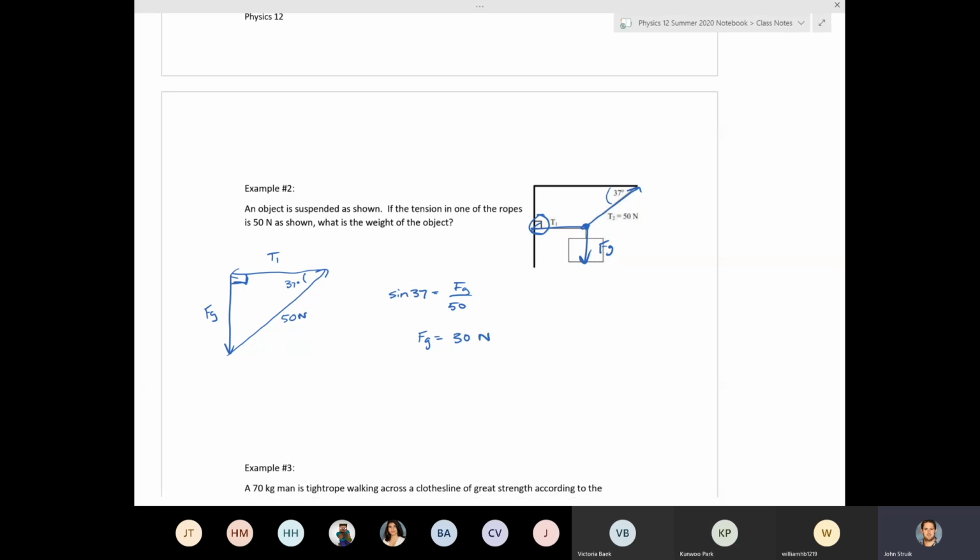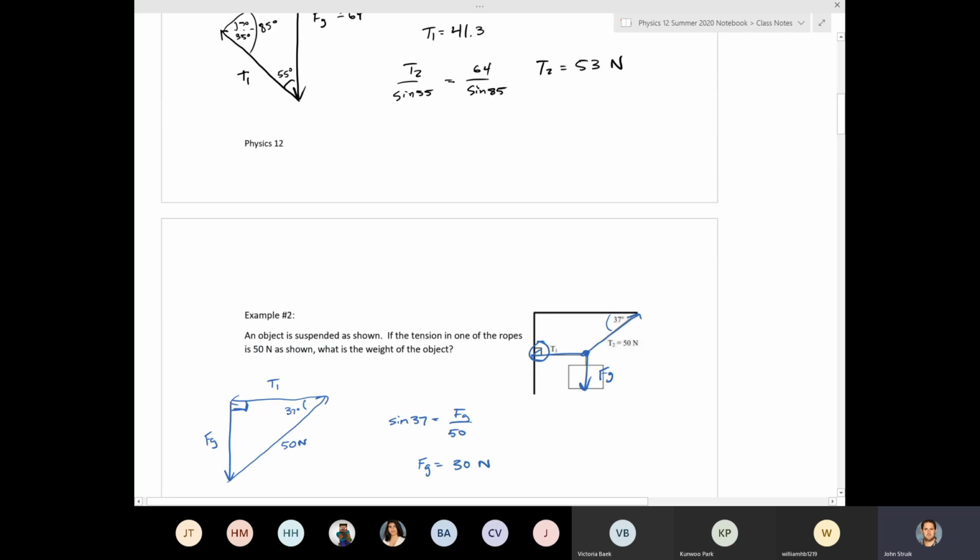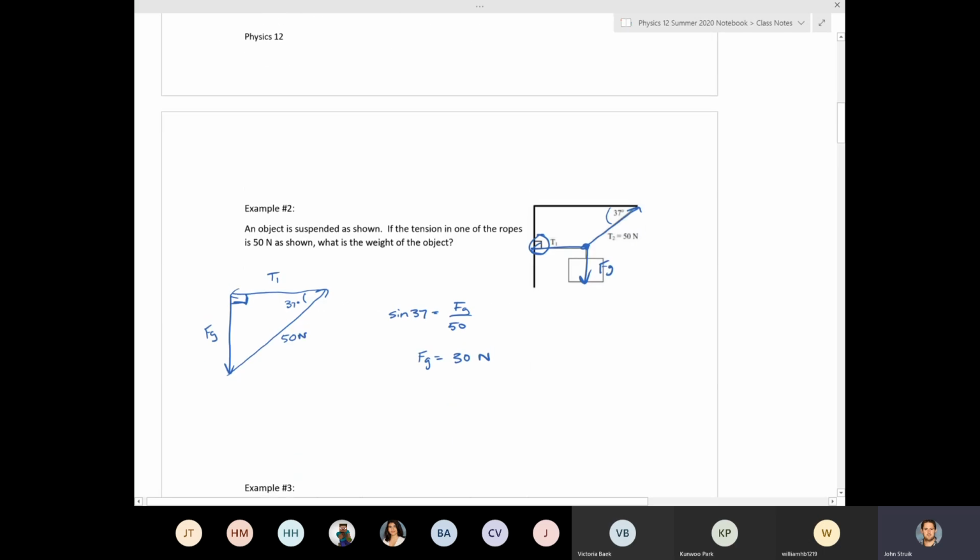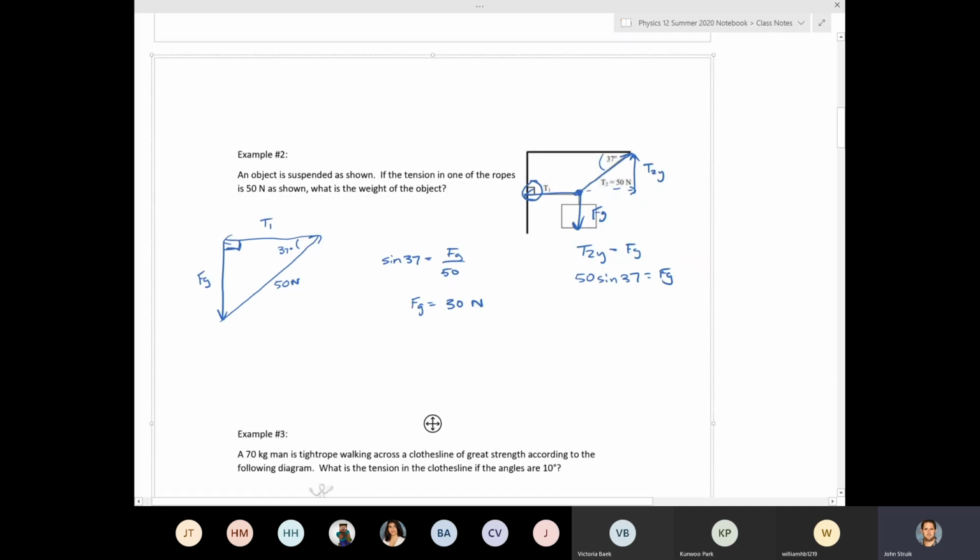Now, that's technically not the easier way of doing it, because if you look at this, there's only two forces in the y direction. So T2y has to equal Fg. If you do it that way, what you end up with is 50 sine 37 equals Fg, which is exactly what we just did. It doesn't matter how you do it, you're going to get the exact same thing.